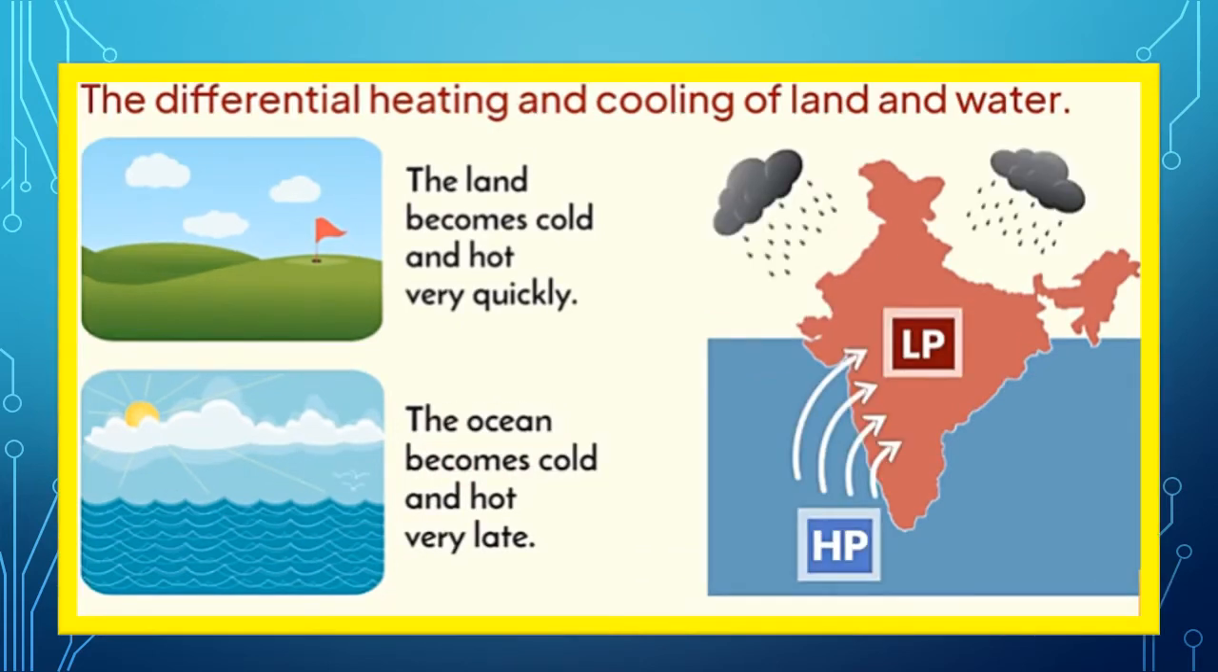Now children, due to the differential heating and cooling of land and water, what happens to India is it creates a low pressure on the land mass of India, and the seas around it experience high pressure. And so, all of you know, winds blow from high pressure to low pressure, and that's the reason why these winds get into India and pick up moisture from the ocean and bring rainfall to our country, India.